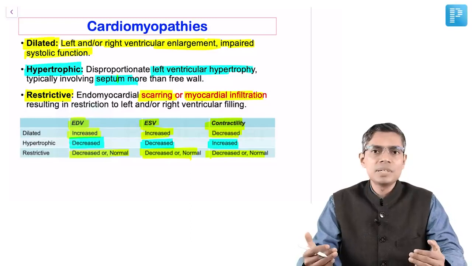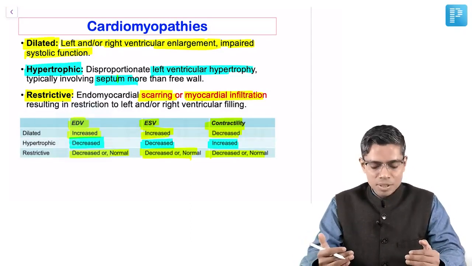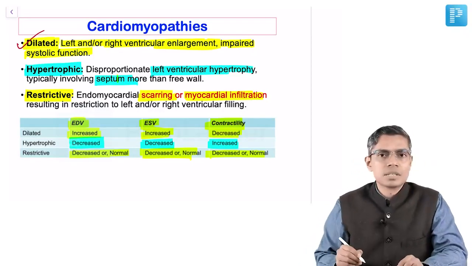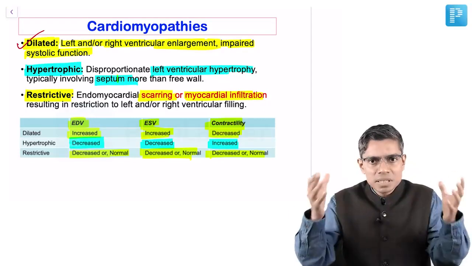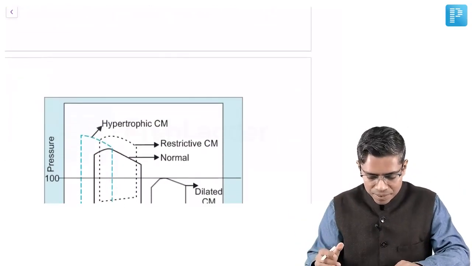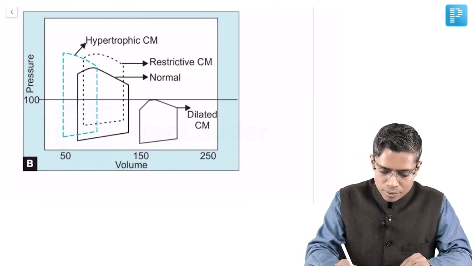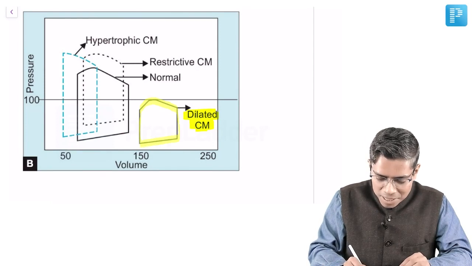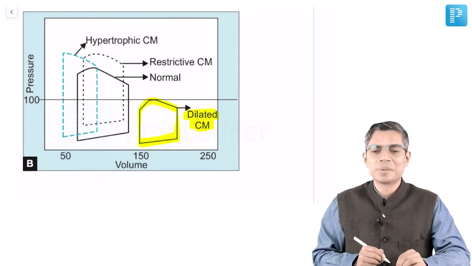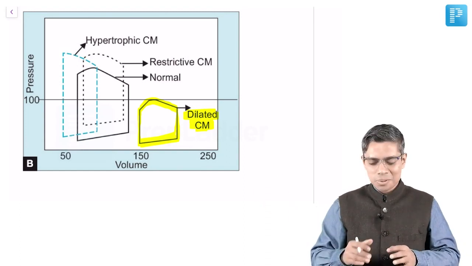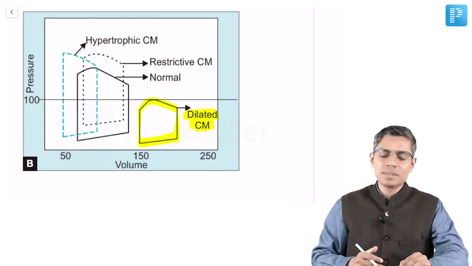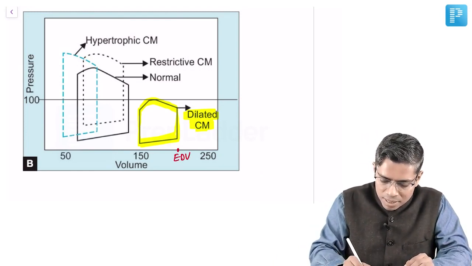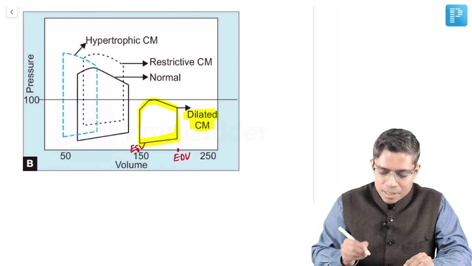But if you look at the PV loop, there is some difference between restrictive and hypertrophic cardiomyopathy. Dilated cardiomyopathy is very easy to understand because end diastolic volume is severely huge, right? So look at these three curves. First, look at dilated cardiomyopathy. What you're looking at is that the curve is completely shifted from the normal curve. It is located away from the normal curve, where the end diastolic volume is very high compared to normal, and end systolic volume is also much higher than normal.